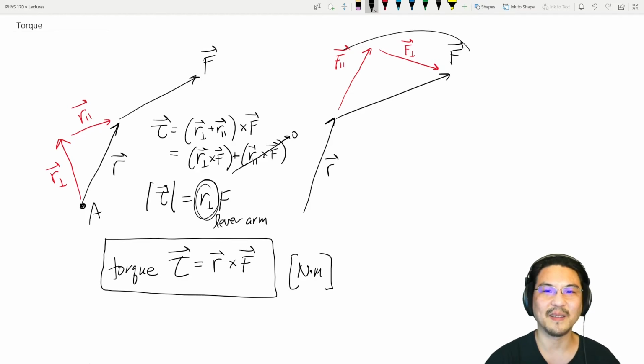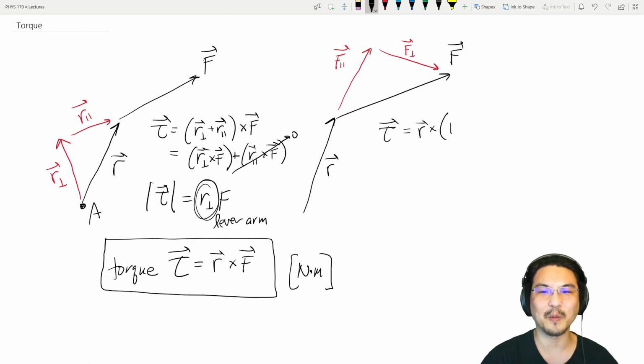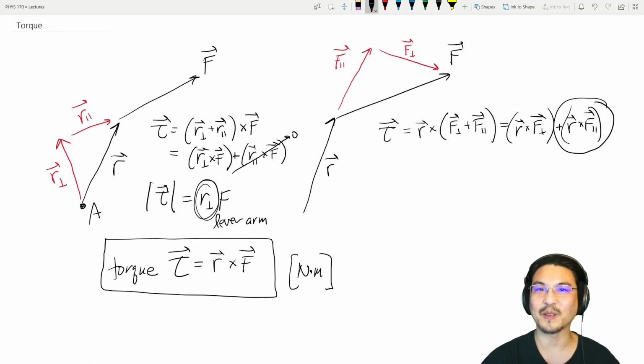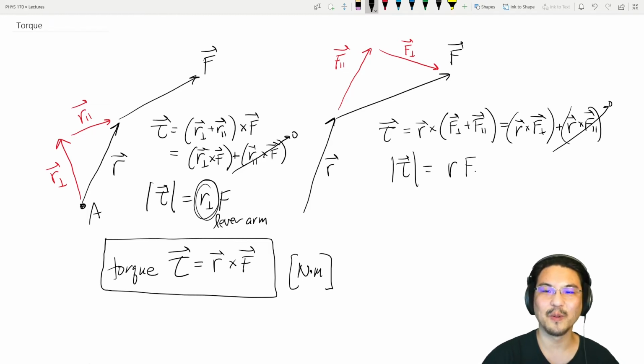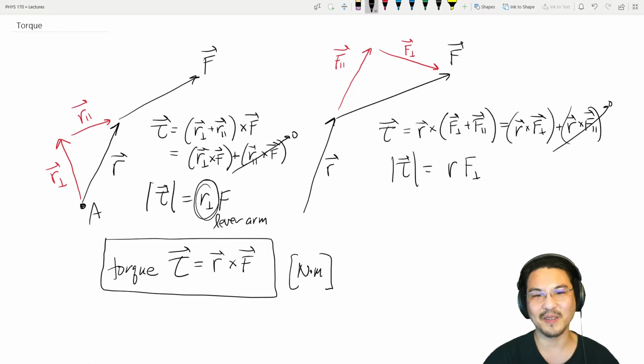Okay, now let's look at this picture over here. Same story. Torque is R cross F, but in this example I decomposed F into perpendicular and parallel. Right, so let me do the distributive property, R cross F perpendicular plus R cross F parallel, and again, what's the cross product of parallel vectors? 0. So the magnitude of this is R times F perpendicular, and the direction according to the right-hand rule.